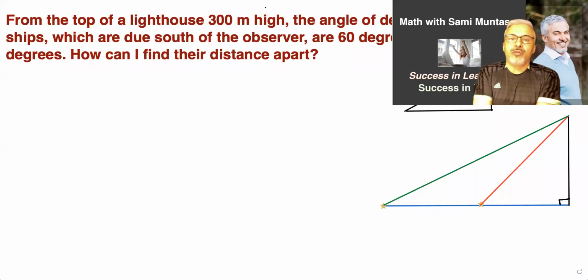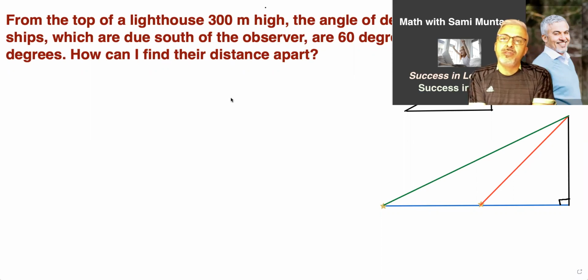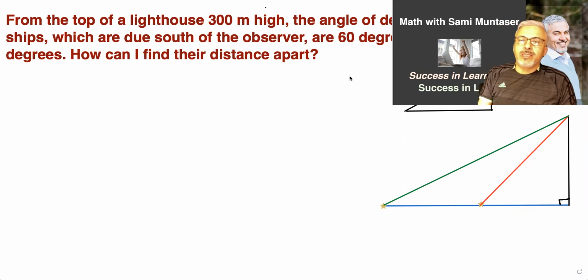So here you go, a trig question. Angle of depression and all of that stuff. From the top of a lighthouse 300 meters high, the angle of depression of two ships, which are due south of the observer, are 60 degrees and 30 degrees. How can I find their distance apart? Okay, so let's start doing this.